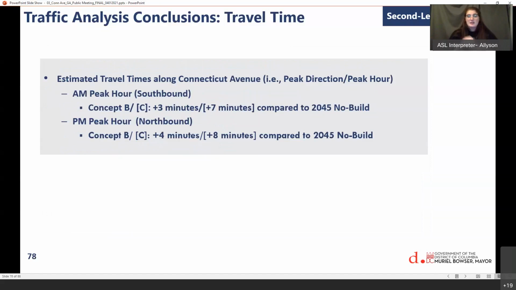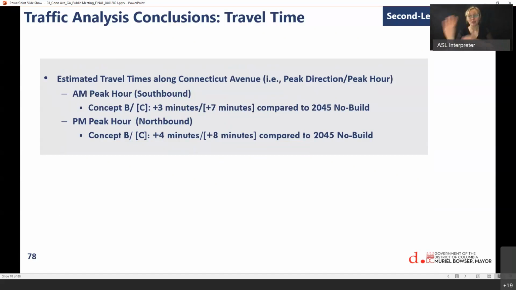In terms of estimated travel time during the morning, going southbound on Connecticut Avenue, concept B would increase travel time by 3 minutes, and concept C would increase travel time by 7 minutes. In terms of the evening peak hour going northbound, concept B would add 4 minutes of travel time, and concept C would add 8 minutes of travel time.